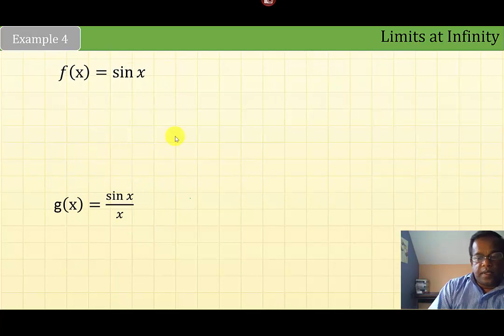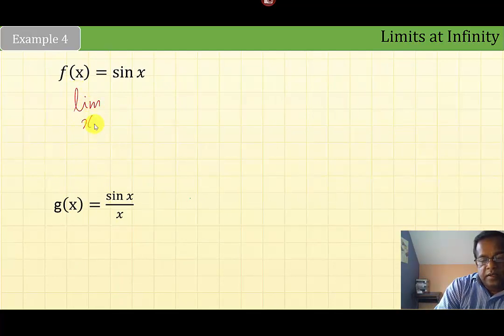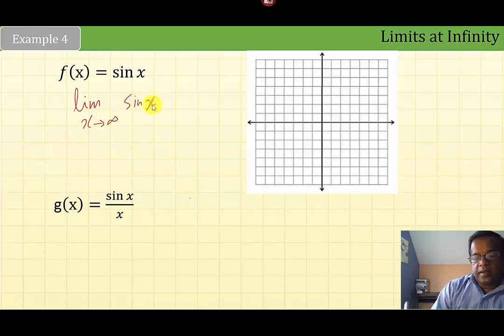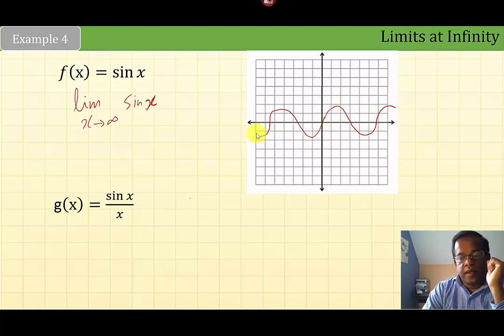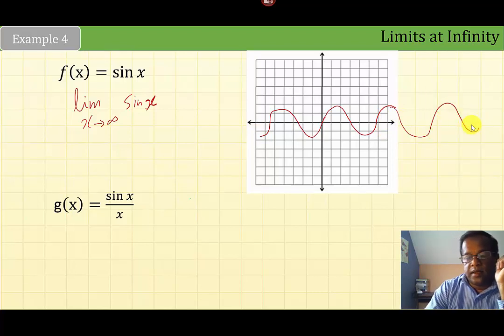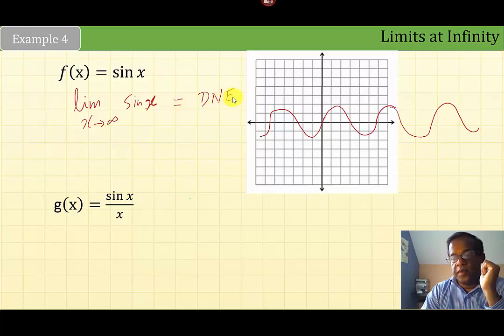What about this example? Suppose we want to find the limit as x goes to infinity of sine x. Now we know the graph of sine x is a periodic function. So it's going to be like this, right? As x approaches infinity, it keeps oscillating like this. It's never settling down, which means the limit does not exist.